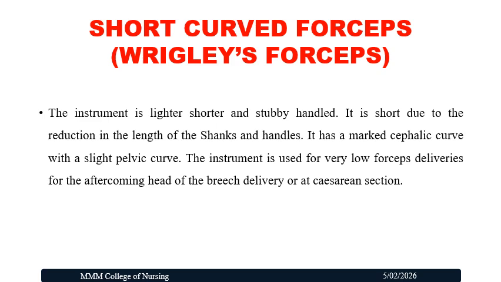Coming on to the short curved forceps, which is nothing but the Wrigley's forceps. This is an instrument that is very light, short and stubby handled. It is short due to the reduction in the length of the shanks and handles. It has a marked cephalic curve with a slight pelvic curve. This instrument is used for very low forceps deliveries, for the after-coming head of the breech delivery, or we can use it during the cesarean section.